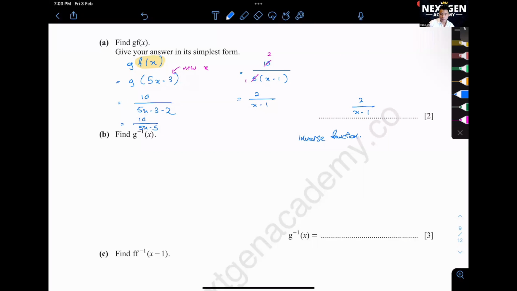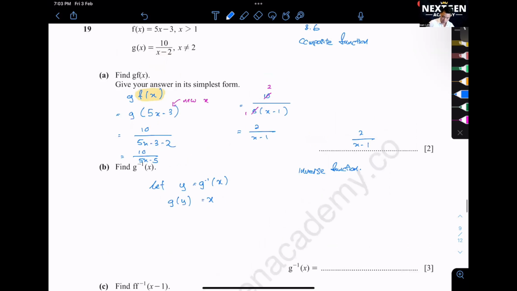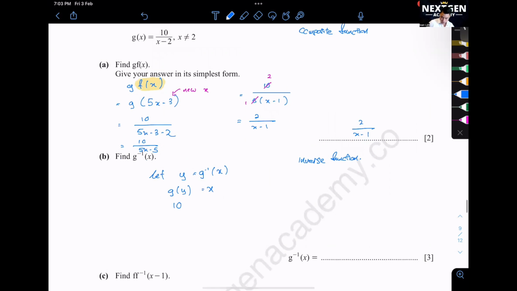Whenever you all see any kind of inverse function question, the first sentence you write is: let y equals g inverse x. Then you inverse the inverse, you get g(y) is equal to x. What's g(y)? g(y) is 10 over y minus 2 equals x. My goal is that I want to find what is y, because y is equal to g inverse x.